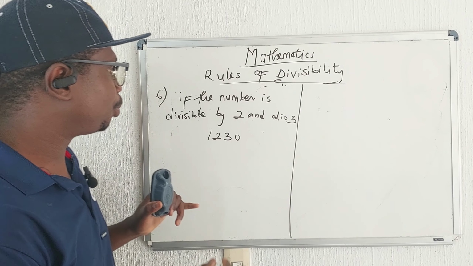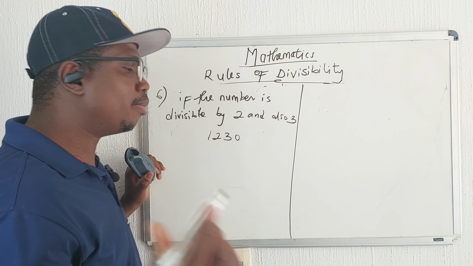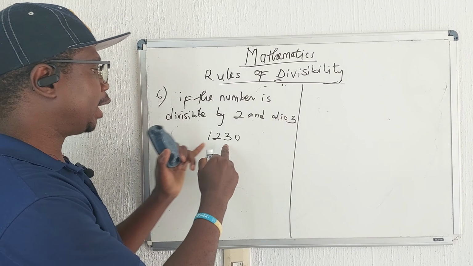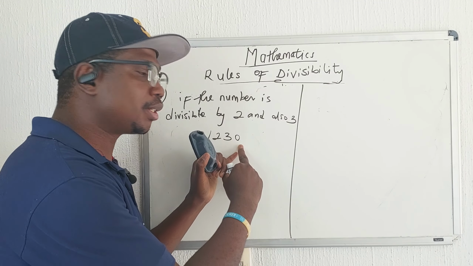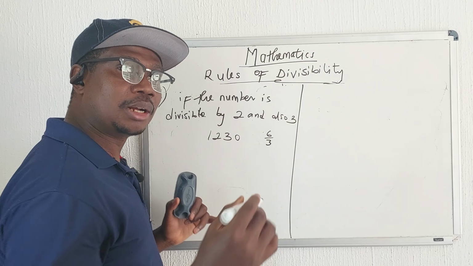Now the test for 3, the sum of the numbers must be divisible by 3. If you remember, 2 plus 1 is 3, 3 plus 3 is 6, plus 0 is 6. So the sum of the numbers is what? 6, and 6 is divisible by 3 without a remainder.